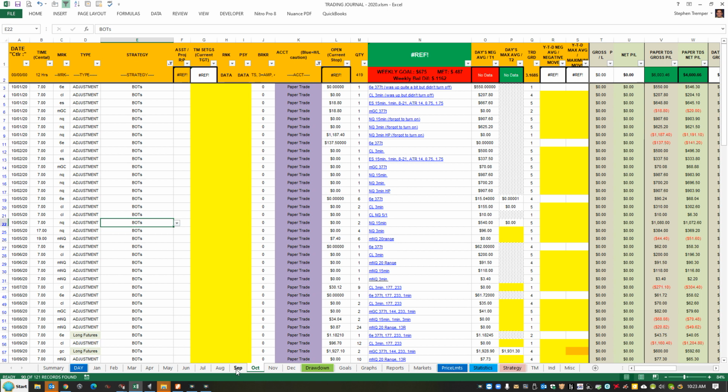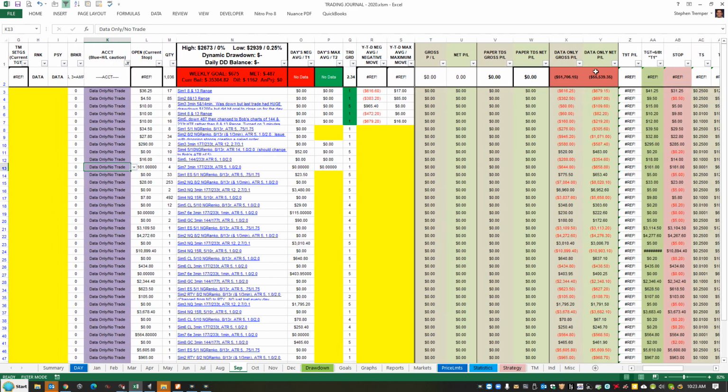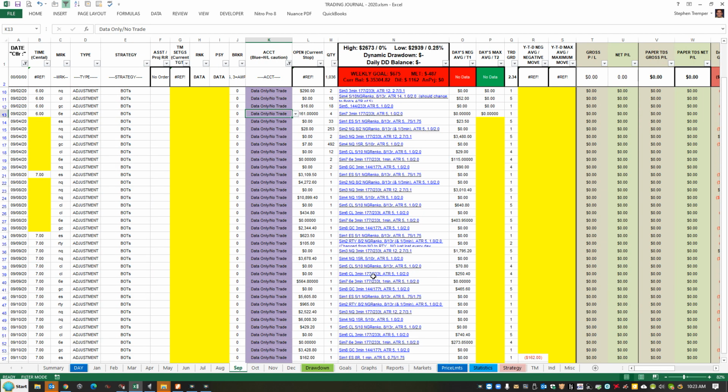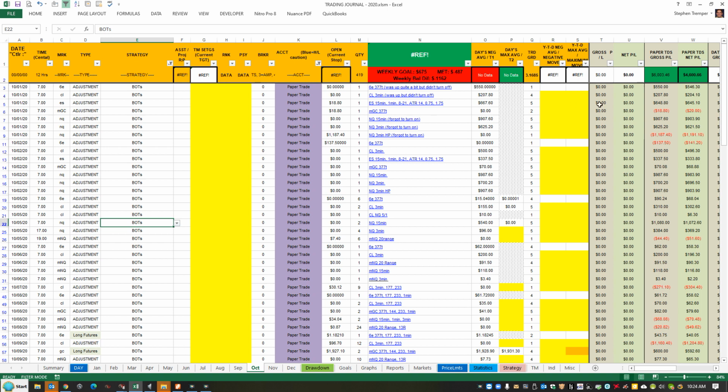I won't even talk about September. When I was new, I didn't even put them as paper. I just put them as data over on this other tab, because you can see I didn't know what I was doing, and once I figured out something must be wrong, I kind of changed my philosophy. That's why I put them as data so they don't get counted. But in October 1st, I did start.